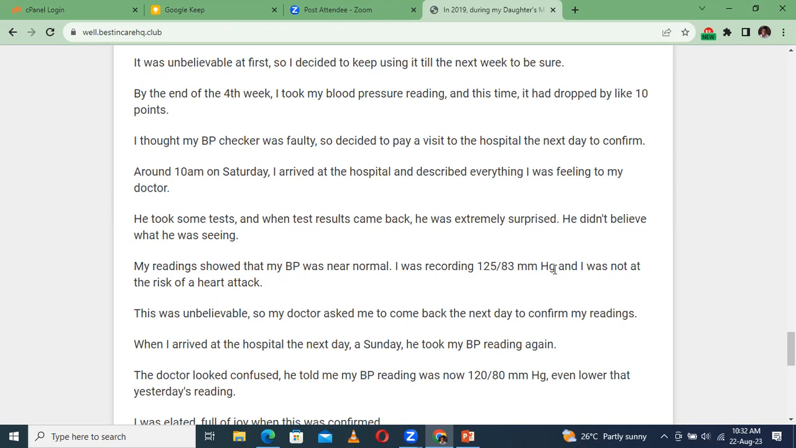This mmHg is the unit for measuring blood pressure level. So it is very important.